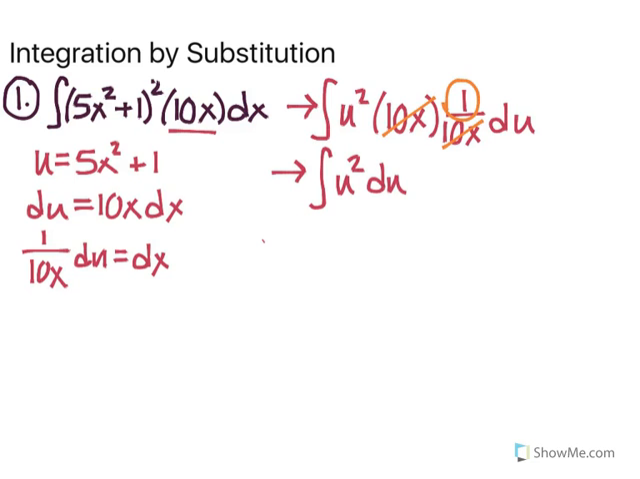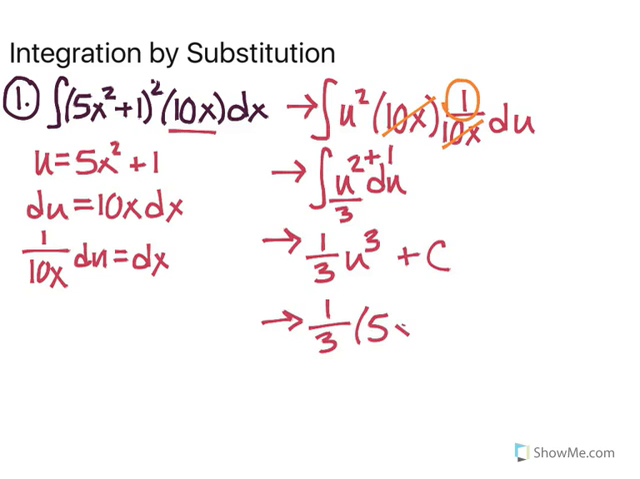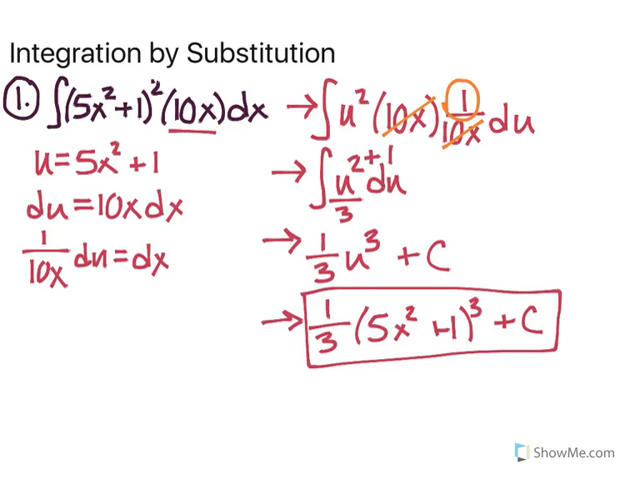And now we integrate. So we add 1 to the 2, divide by that sum, which is 3. That means it's going to be 1/3 u to the third plus c. And the last step is to resubstitute. So 1/3 times (5x squared plus 1) cubed plus c. And that's it. All right, on to the next one.